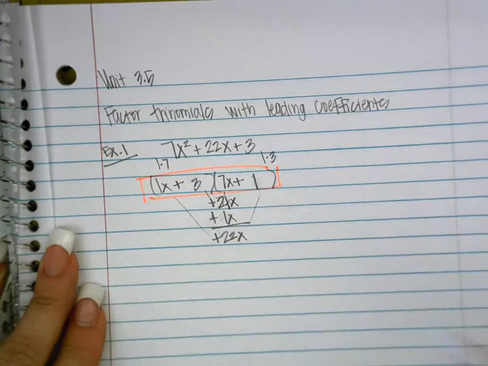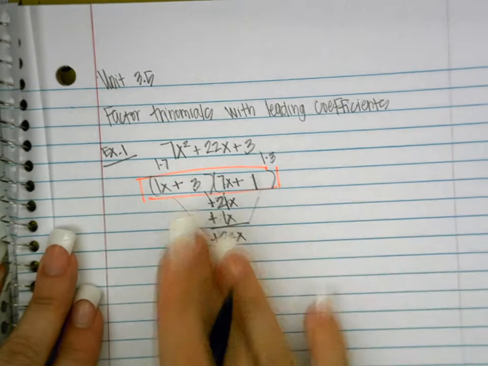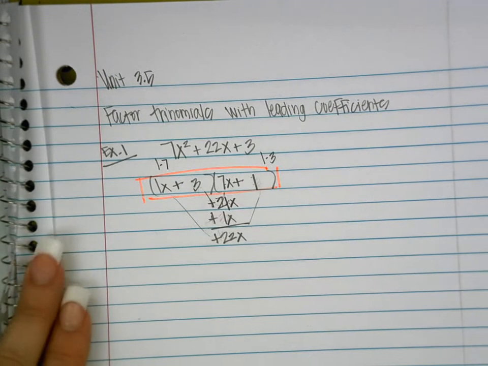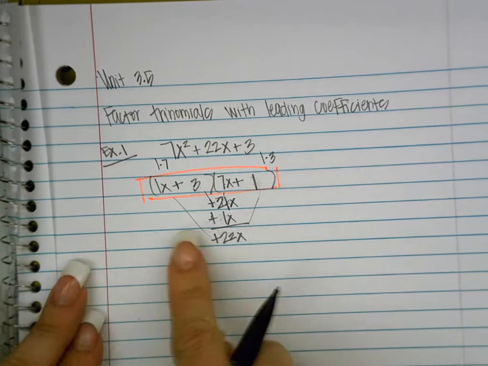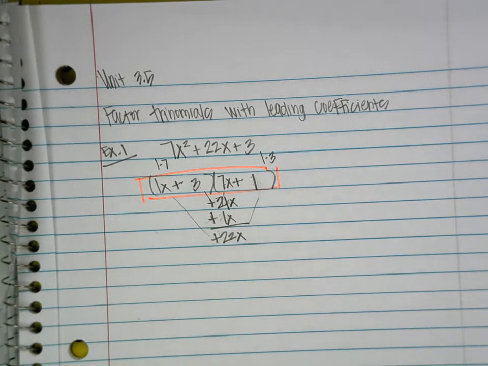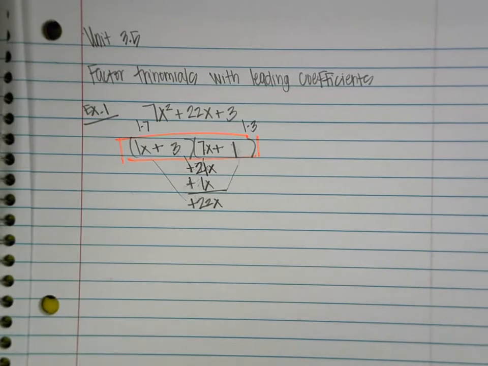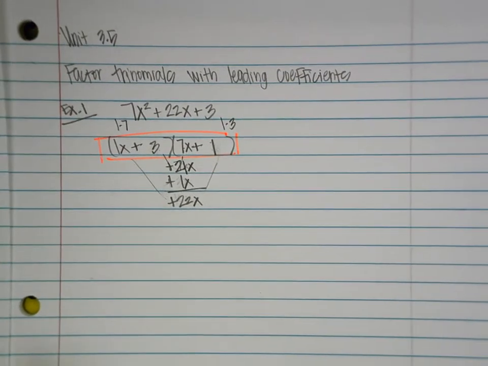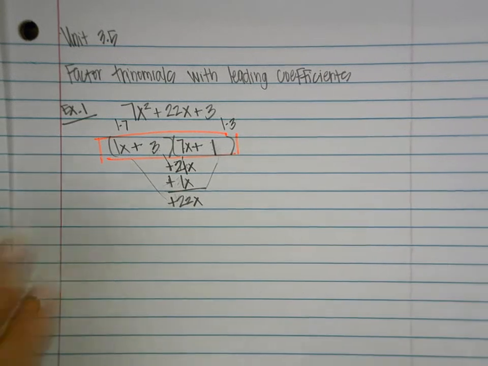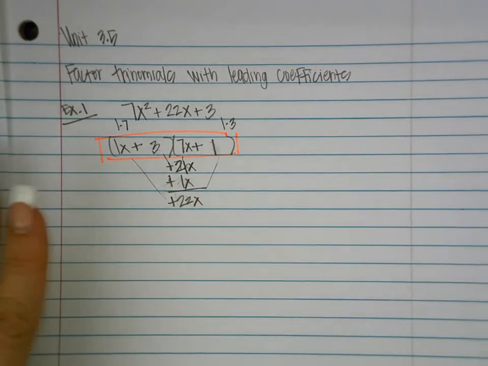Yay! Now, that is one way of factoring. This is called guess and check. This is the most mathematically correct way to factor leading coefficient trinomials. However, there's a trick, and I'm going to show you the trick. The trick is called over-under. So this is guess and check, and I'm going to show you over-under.